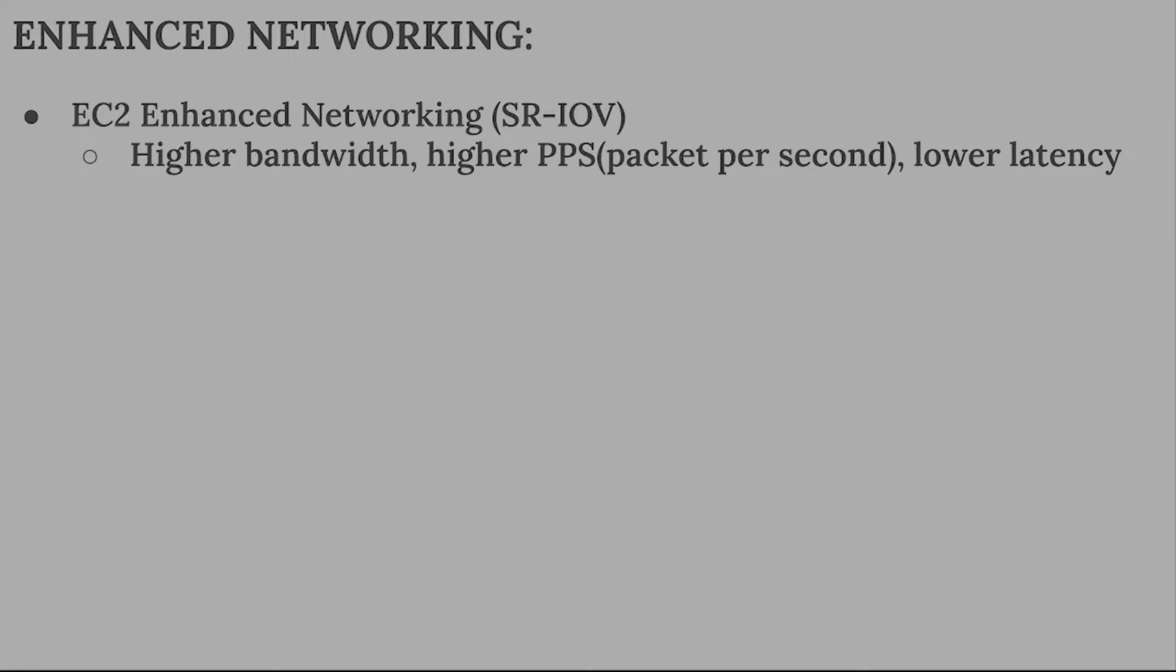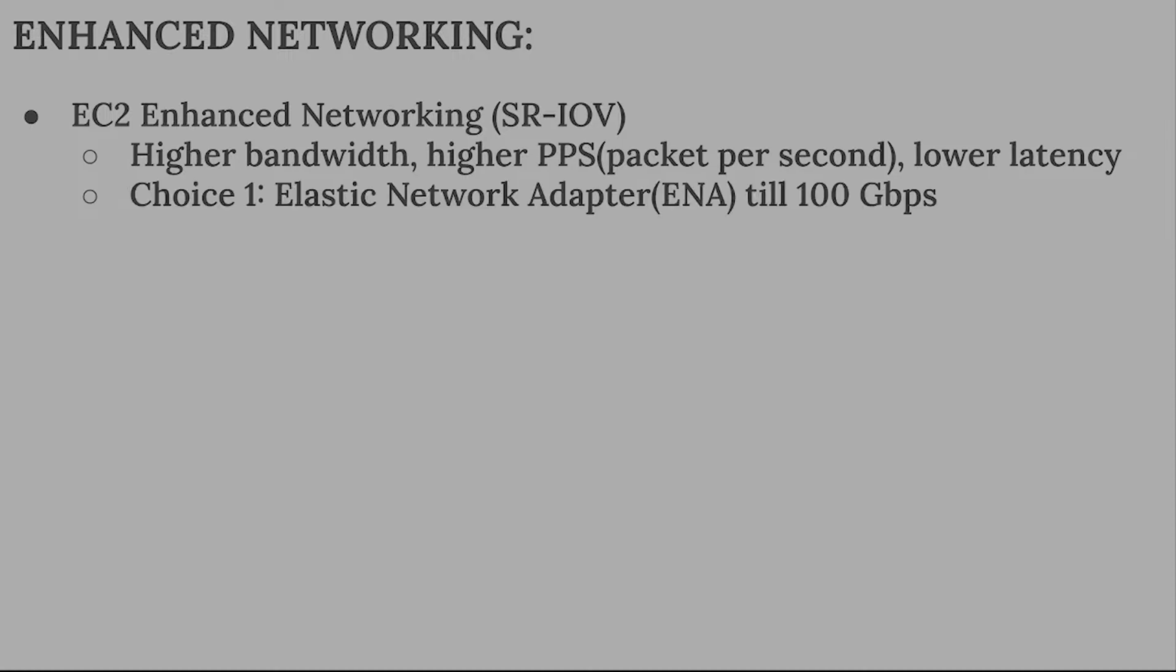Also, we have two options for this. The first one is Elastic Network Adapter, ENA, which supports up to 100 gigabits per second. Option 2 is Intel 82599 VF, up to 10 Gbps. Okay, this is legacy. So EC2 enhanced networking, especially the ENA adapter, works for the newer generations, or you can say the latest generations of EC2 instances, as we will see in the hands-on practical.